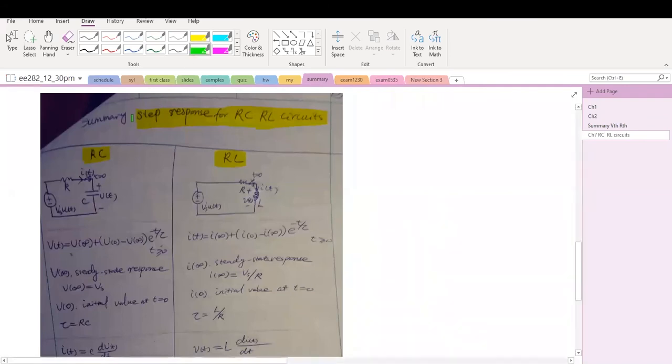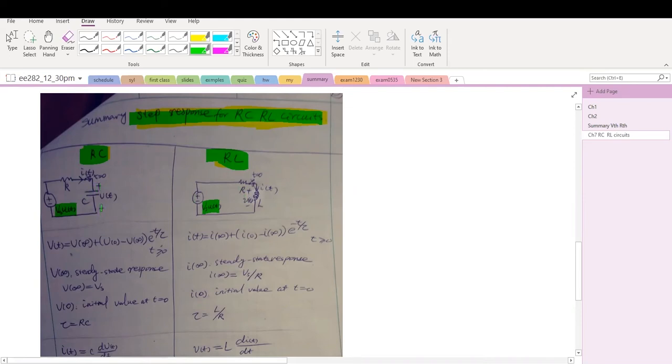Now let's do a summary for the step response for the RL circuit and RC circuit. This is the column of the RC circuit. This is the column of the RL circuit. The power supply is Vs multiplied by u of t. So this implies that at t equals 0, the voltage is applied to the circuit. The same thing here for the RL circuit: at time t equals 0, the voltage is applied to the circuit.